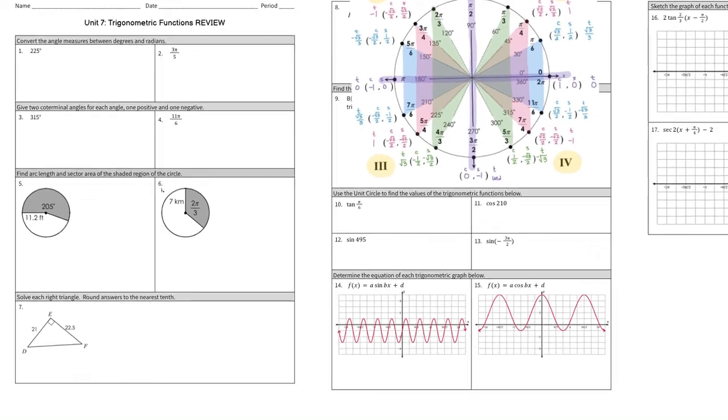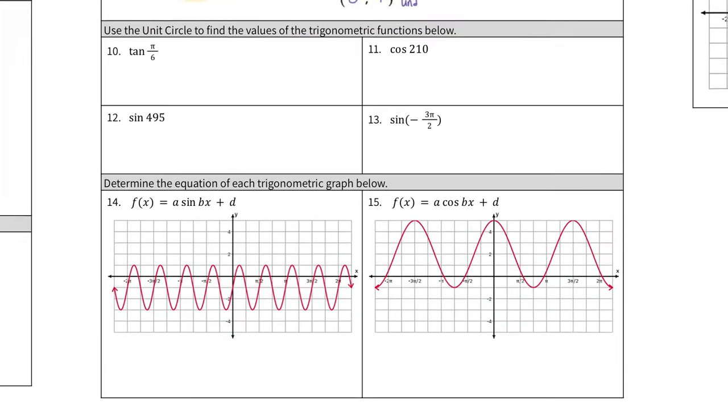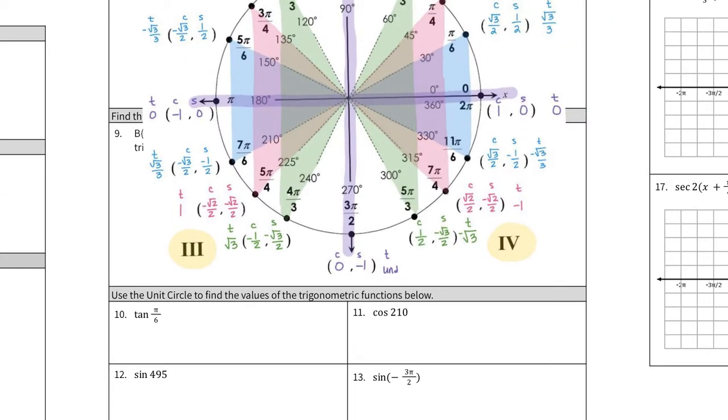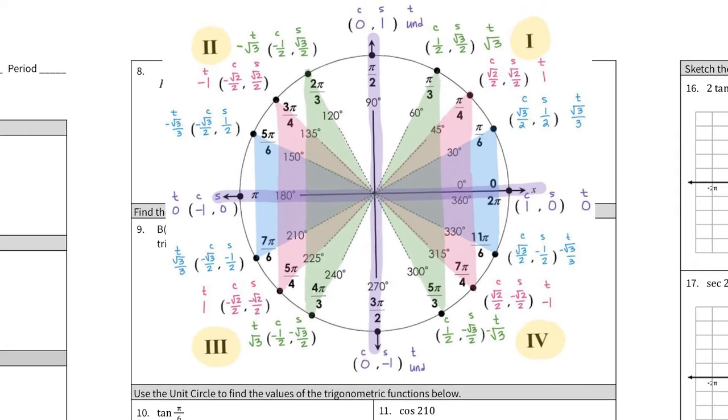Okay, guys, welcome back to the review. So we're going to continue where we left off. These questions say, use the unit circle to find the values of the trigonometric functions below. So what I did is I filled out a unit circle. This is what we did on our paper plates, but I just have it as an image and I put it here so that we can look at it.